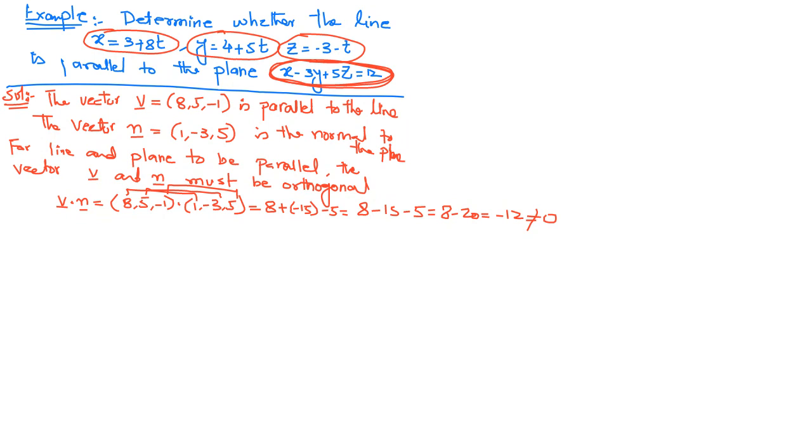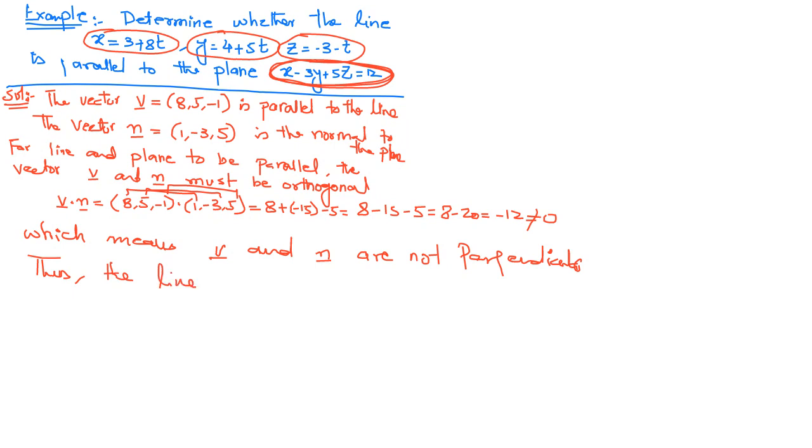Got it? When the dot product is not 0, it means v and n are not perpendicular. When they are not perpendicular, it means thus the line and plane are not parallel. So this is the condition for the line and plane to be parallel, that they must be orthogonal. Orthogonal means their dot product should be equal to 0.